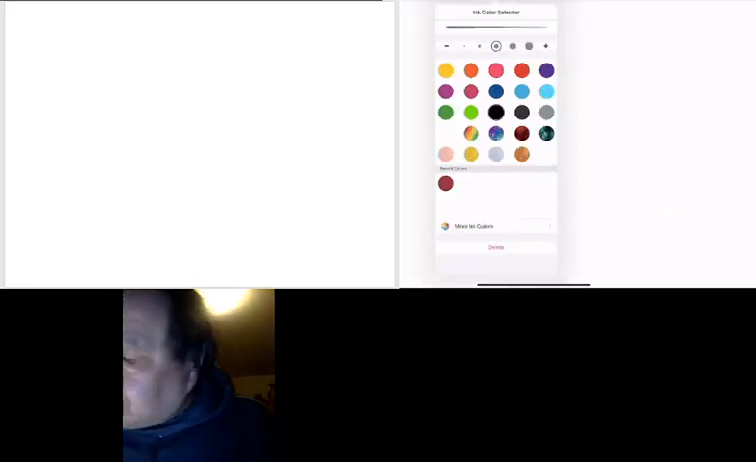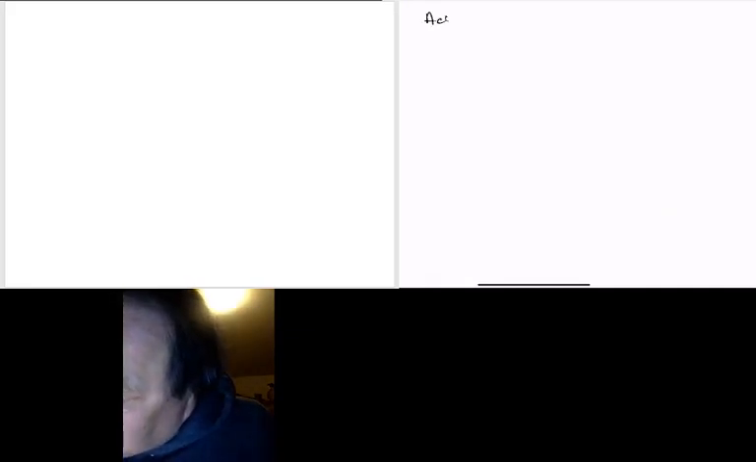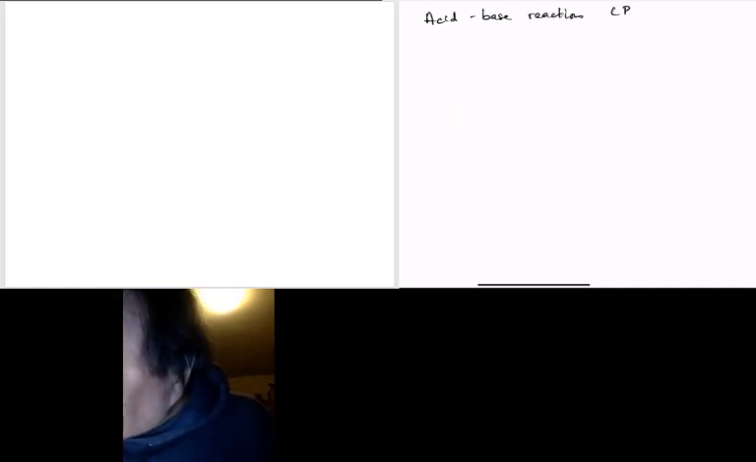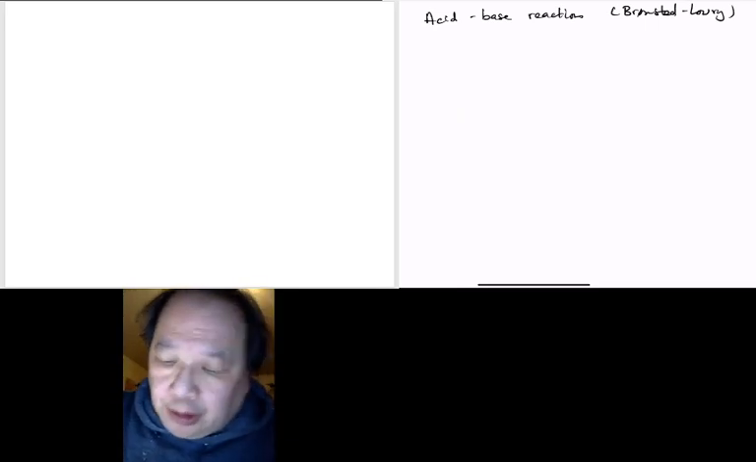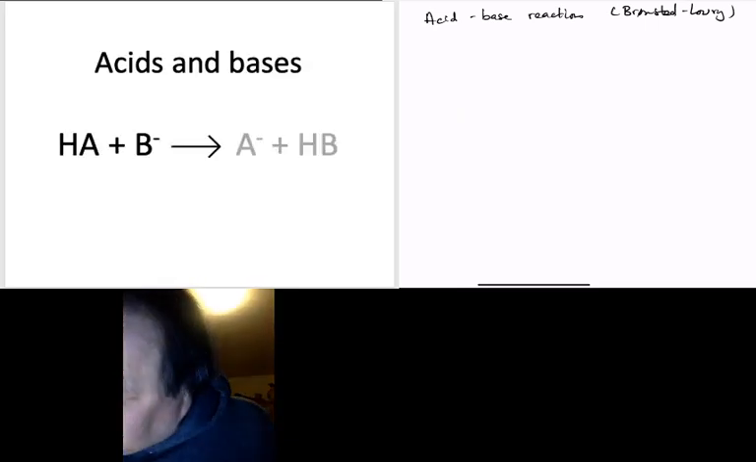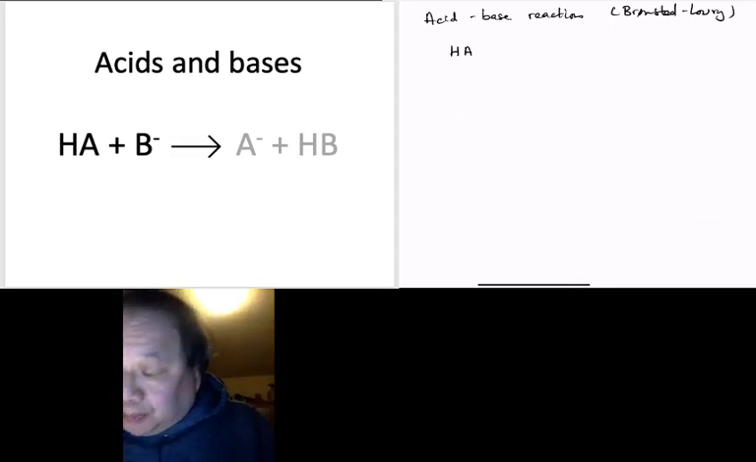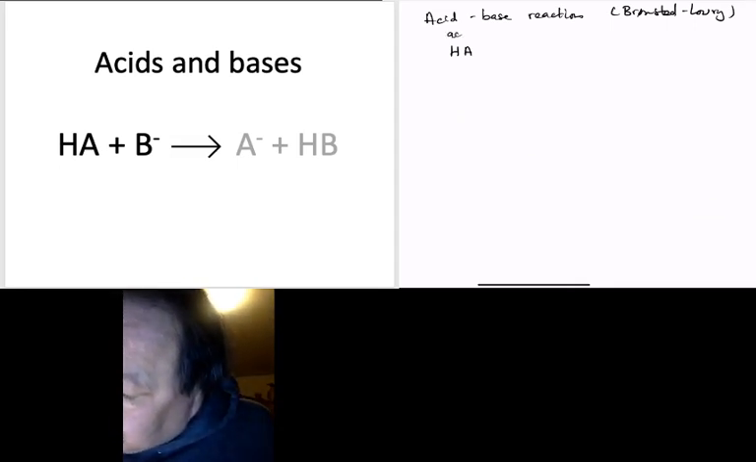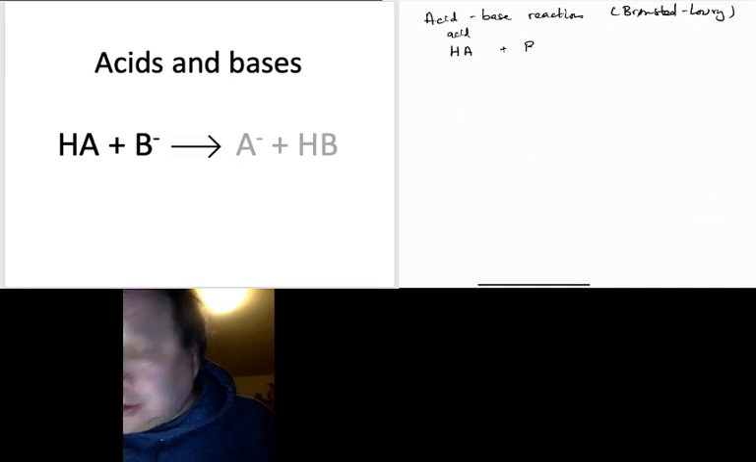We now turn to the second type of reaction that we'll study today. We turn to acid-base reactions. And remember, we're looking at Bronsted-Lowry acid bases. In a Bronsted-Lowry acid base, here is the acid. It has the H+. That's the acid. And it will react with the base. And they will react.